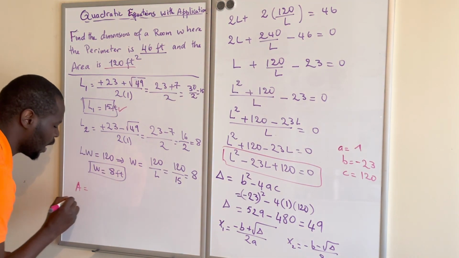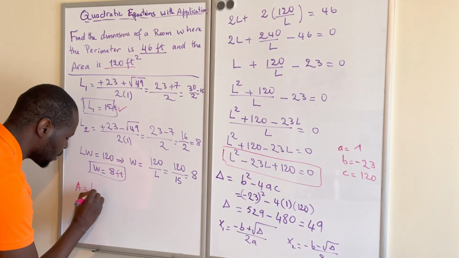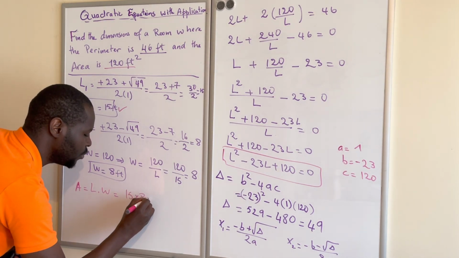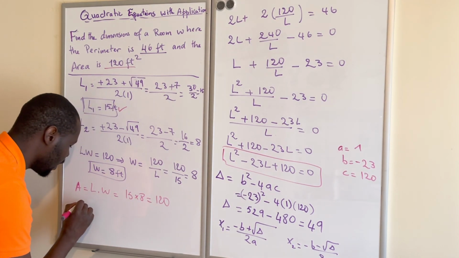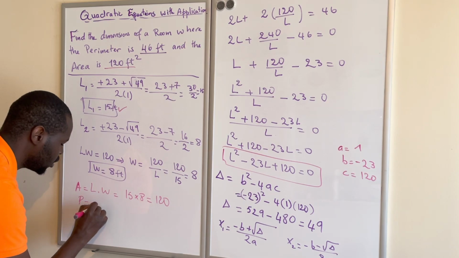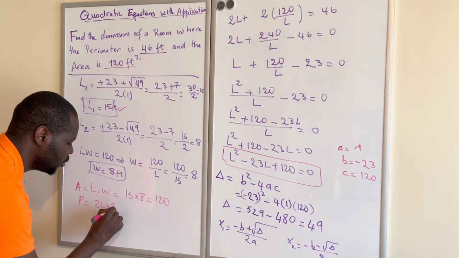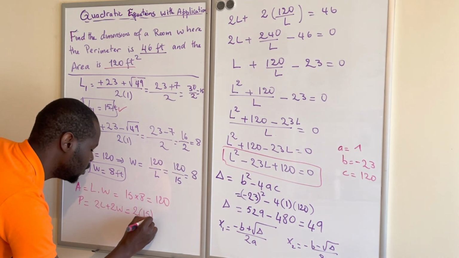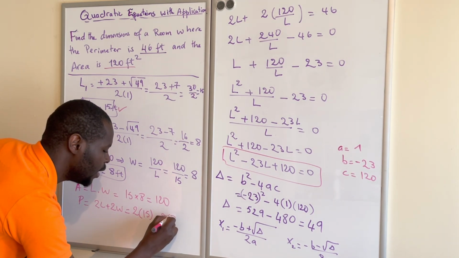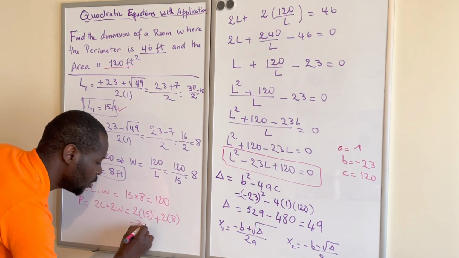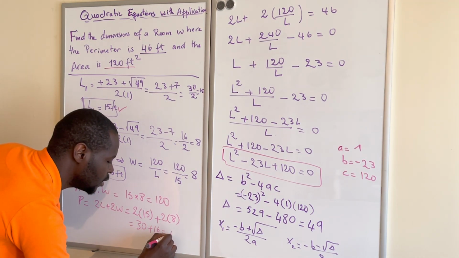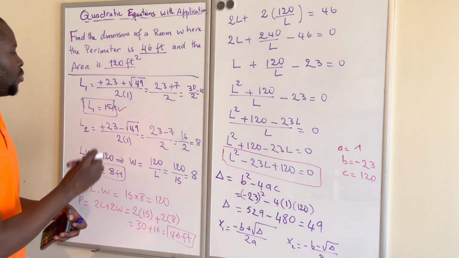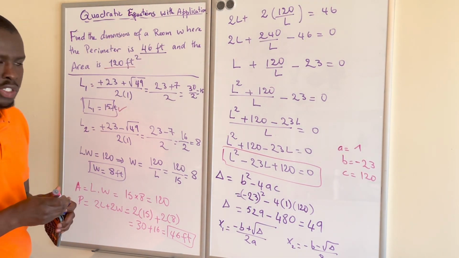And to just double check our work to make sure we didn't make any mistakes, let's verify that the area, we said that equals 120, so L times W should give us 120. So 15 times 8 equals 120. And the perimeter, we said 2L plus 2W. So 2 times 15 plus 2 times 8. This will be 30 plus 16, which is indeed 46 feet. And as we can see, this matches what we initially started with.